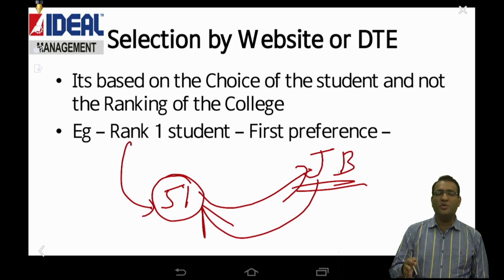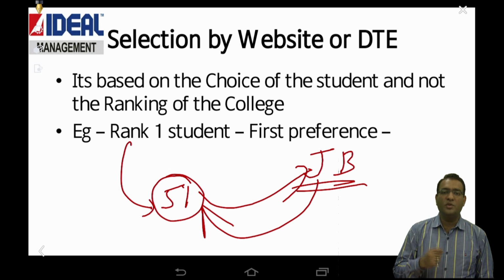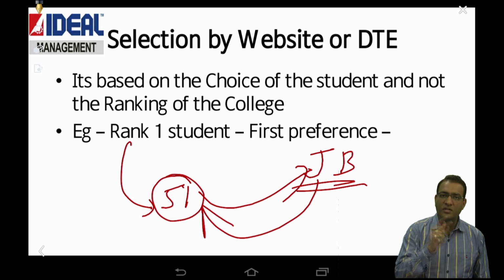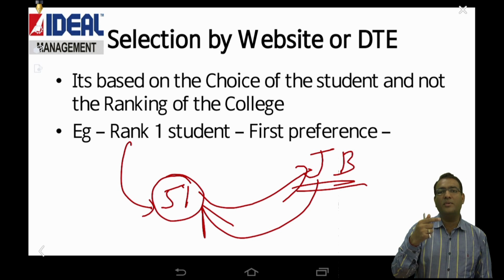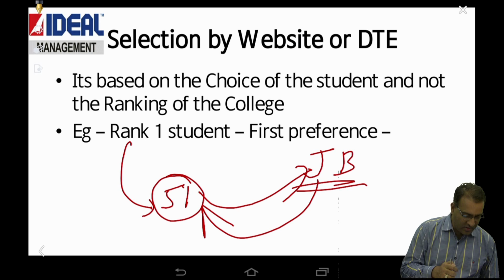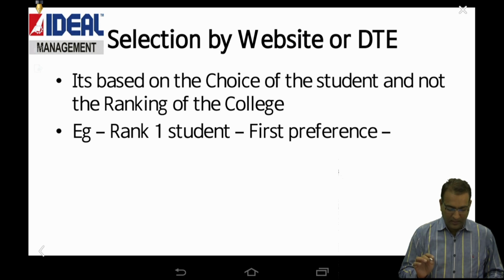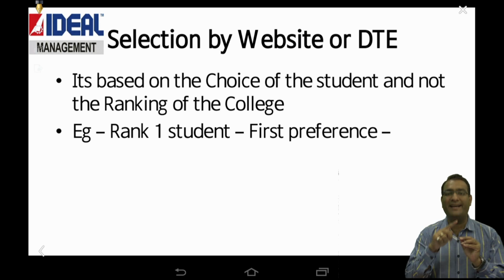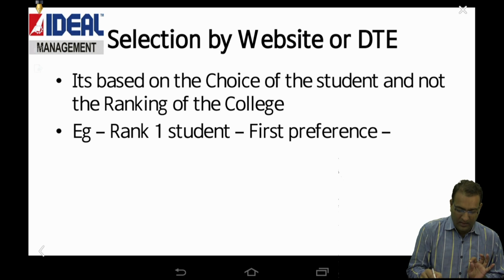Obviously, nobody is going to do it in the real sense, but that's how the system works. So it is not important what the ranking of the college is. What is important is which college the first rank, second rank or third rank people choose as their first choice. I hope you have understood how the system works here. Right? So the system goes rank-wise and not institute-wise.